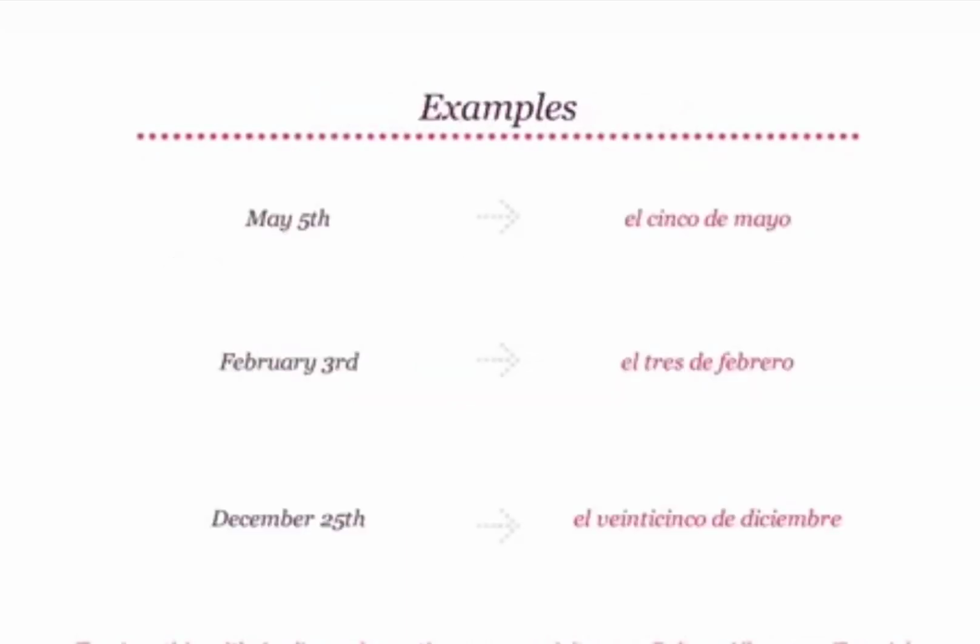Let's try translating dates by taking some more examples. First example is May 5th. It literally becomes the 5th of May. 5 will become cinco, and May translates to mayo. So May 5th translates to el 5 de mayo. The second one is February 3rd. It will literally be the 3rd of February. 3 becomes tres, and February translates to febrero. So 3rd of February becomes el 3 de febrero.